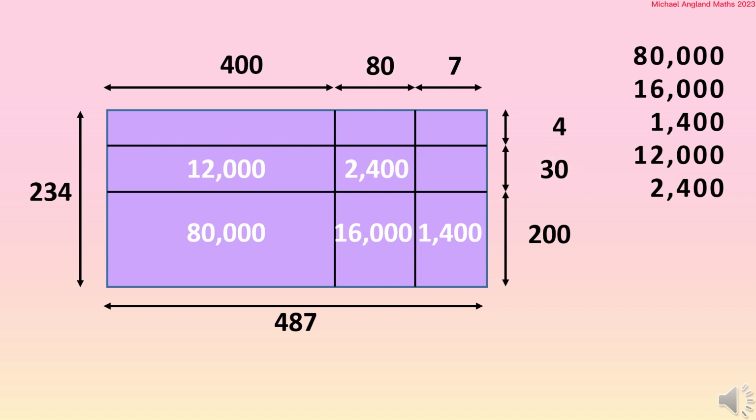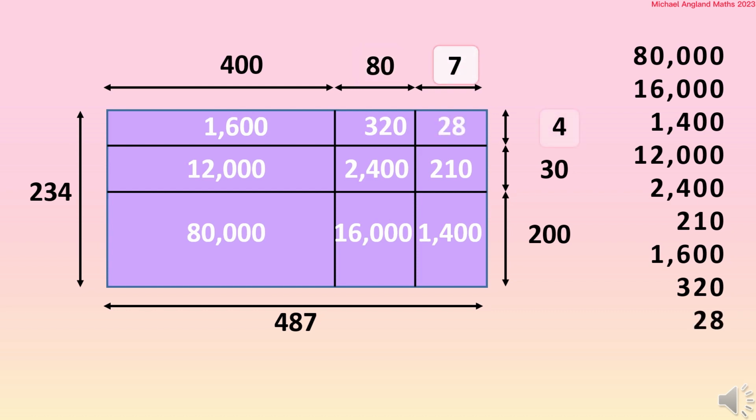And then in the middle right, we have 210, which is the product of 7 and 30. Now at the top left, we have 1600, which is the product of 40 and 40. In the middle, 320, which is the product of 80 and 4. And at the top right-hand side, we have 28, the product of 7 and 4. Tallying all of those up, we get a grand total of 113,958. So the product of 234 and 487 is simply the area of those subrectangles making up the greater rectangle.